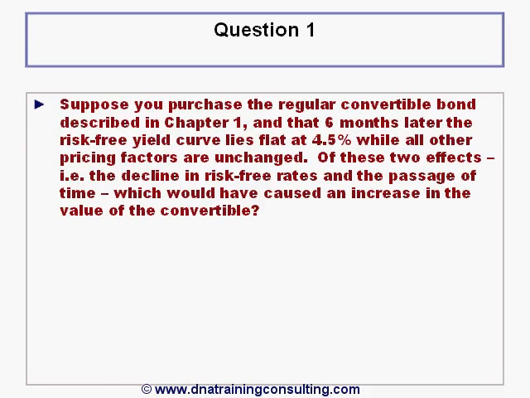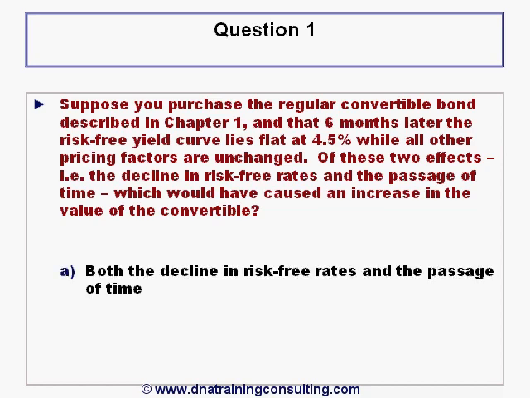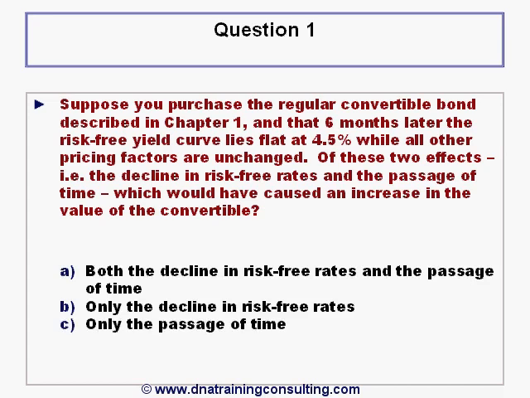Suppose you purchase the regular convertible bond described in Chapter 1, and that 6 months later the risk-free yield curve lies flat at 4.5%, while all other pricing factors are unchanged. Of these two effects, i.e. the decline in risk-free rates and the passage of time, which would have caused an increase in the value of the convertible? Here are the 4 permissible answers.